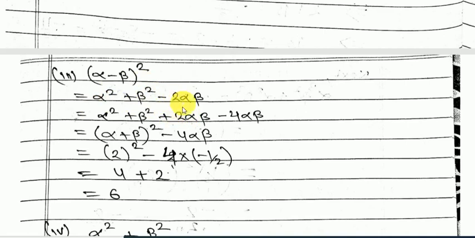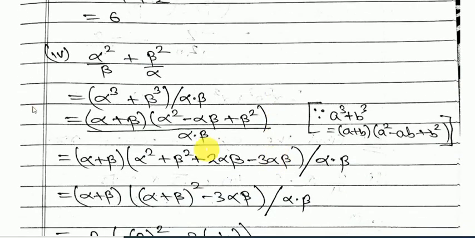I'm adding 2 alpha beta, and I'll subtract 2 alpha beta. That way I'll get plus 2 alpha beta and minus 4 alpha beta. So it still is the same. But for the first 3 terms you can write alpha plus beta whole square minus 4 alpha beta. Now you know the values. Substitute the values, you'll get the answer.